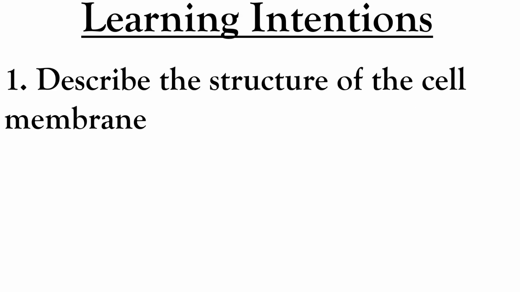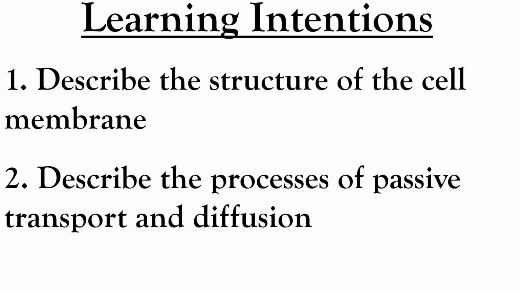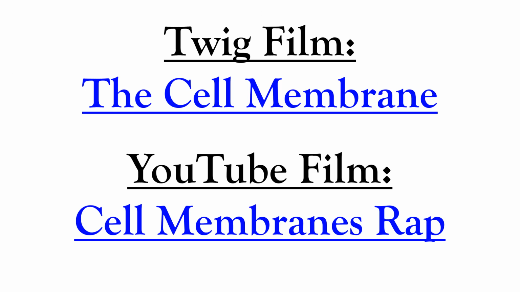So learning intentions, you'll know about the cell membrane and the fact that it controls what enters and leaves cells. But we're now going to look at the structure of it and some new words, a couple of new processes: passive transport and diffusion. So describe the processes of passive transport and diffusion was the second learning intention there.